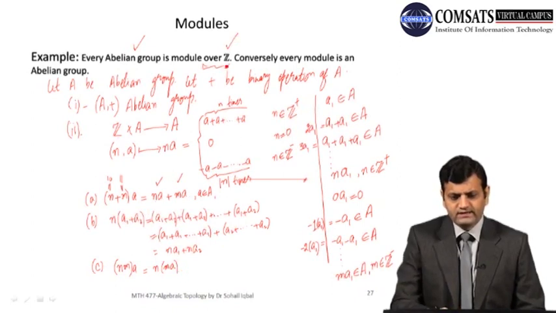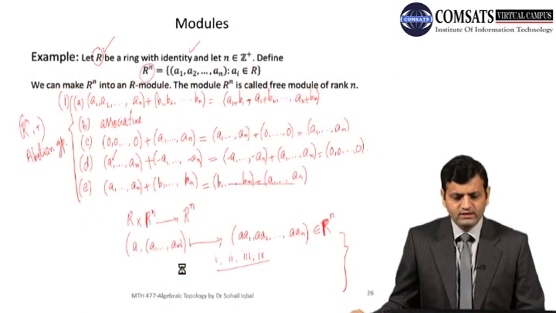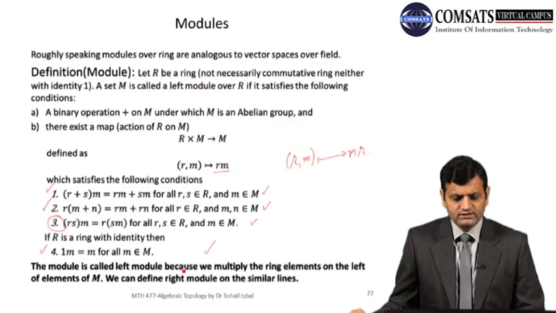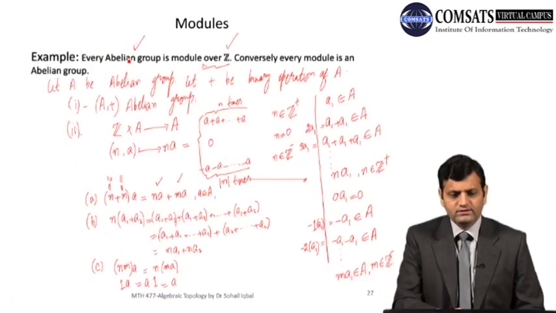Now this ring Z is a ring with identity, so it must also satisfy the fourth condition, that 1 into A is equal to A, which is trivially true, because 1 into A means adding A 1 time. So this is equal to A. Let's go back and see if all the conditions are satisfied. Of course these are satisfied, so that's why we call this abelian group a Z module.